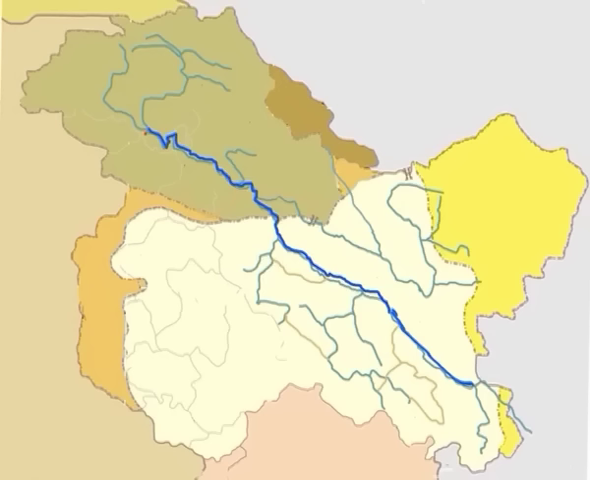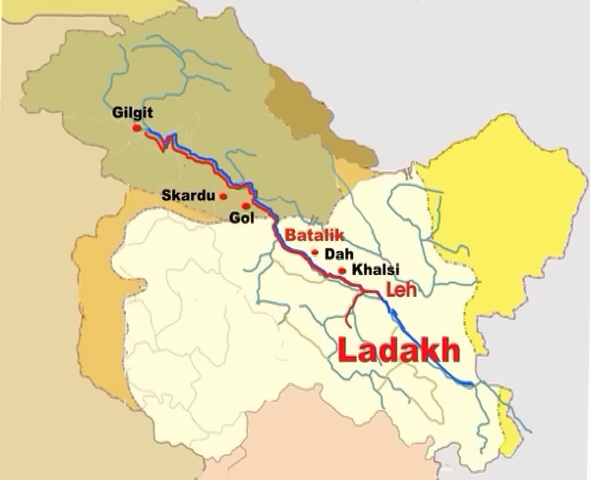After the arrival of nomadic groups, a new wave of Indo-Aryans between 1500 and 500 BC advanced, hugging the Indus River along Gilgit-Skardu-Gol, and entered the Batalik region, passing through the Da-Khalsi-Leh axis. They slowly spread deep into Ladakh, even beyond Hemis, controlling considerable territory.